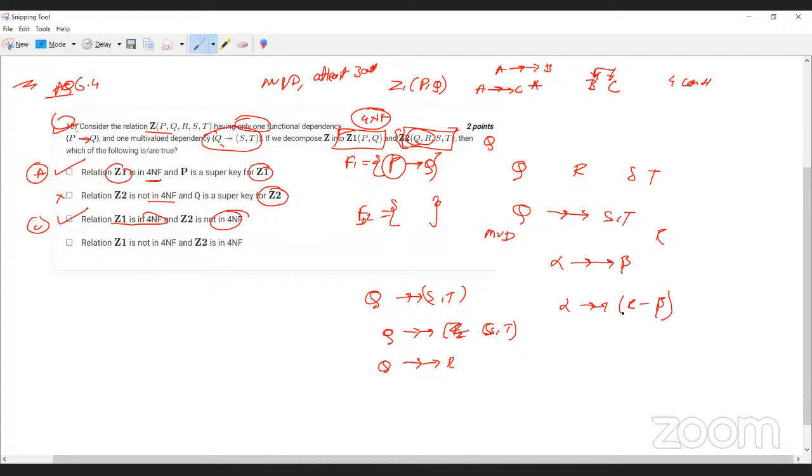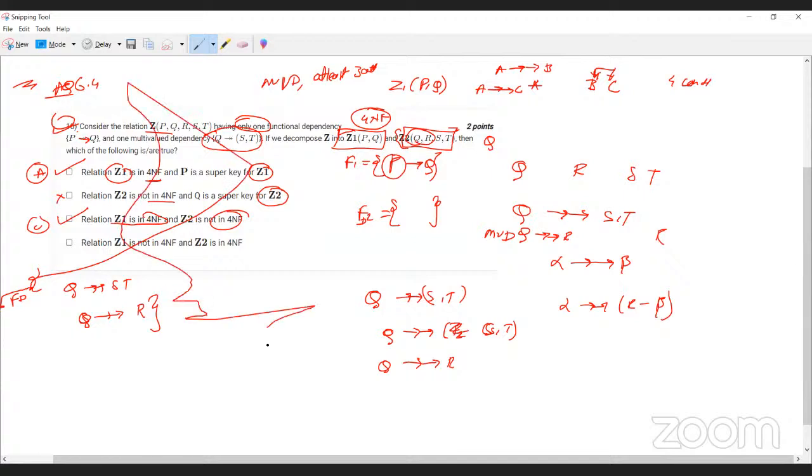Now by derivation, Q multi-determines ST and Q multi-determines R also. So would you say Q is a super key? That's what you are asking, right? No, because we calculate keys based on the functional dependencies only, not on multi-valued dependencies. Correct. Q is not a super key here.